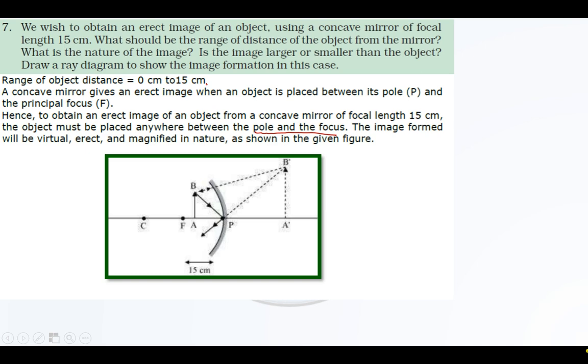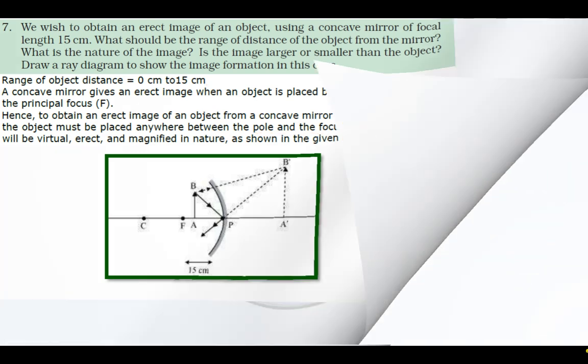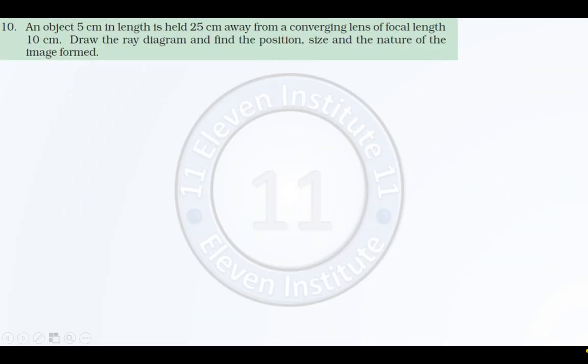Alright. I hope you have written this. Let us now move ahead to the next question. Number 10. So 8 and 9 would be theoretical. The 10th one is the numerical, so we will move into this.